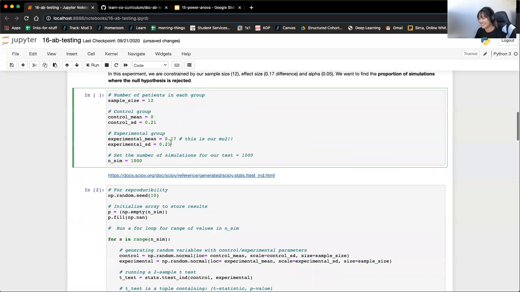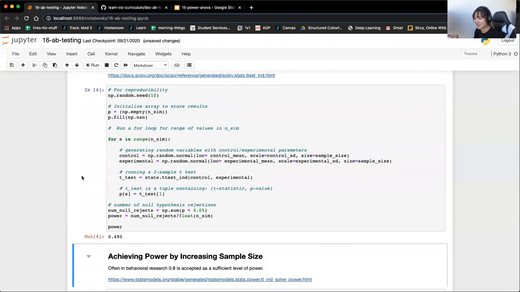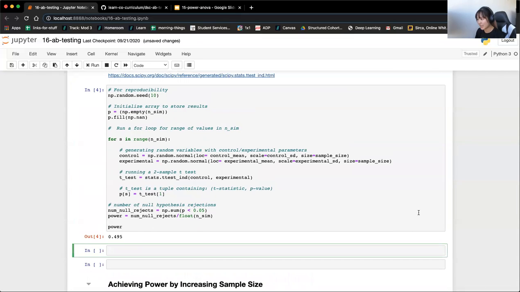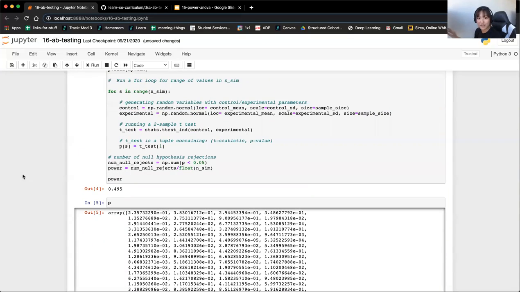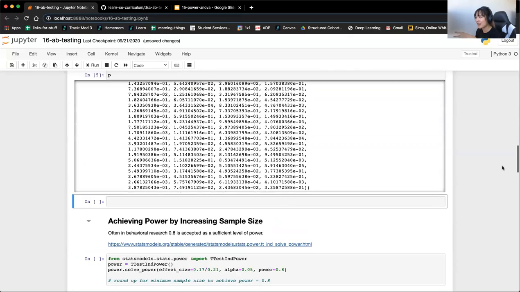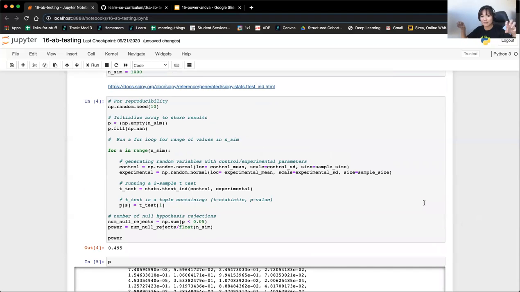Okay, so here we see we end up with a power of 0.495, and let's see where that comes from. Let's look at P. This array P is going to be all of our p-values taken from 1,000 t-tests. And these 1,000 t-tests are done on 1,000 different pairs of samples drawn from these two distributions.